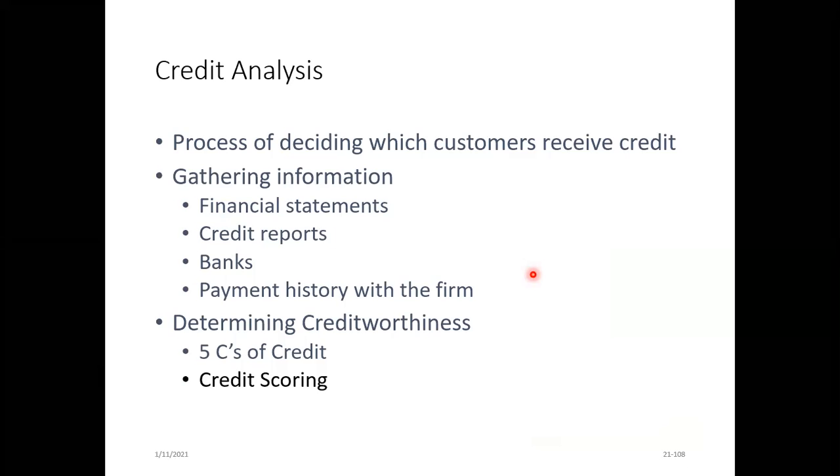Gathering information. How do companies, organizations gather information about customers who are requesting credit? First one, the financial statement. You can get the financial statement and study their creditworthiness. And credit report, it's a past report, right? And payment history with the firm, and credit reports with other firms, and banks, the bank's opinion on their customers, you can take from the bank. And you can determine the creditworthiness using the 5 C's of credit, and credit scoring.